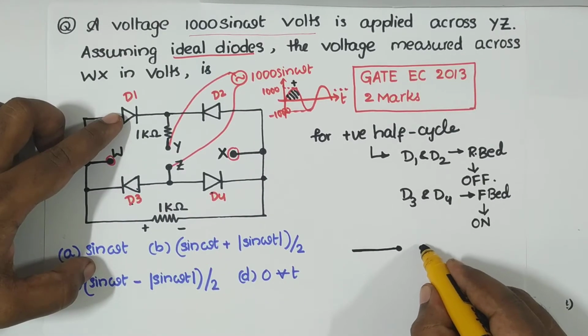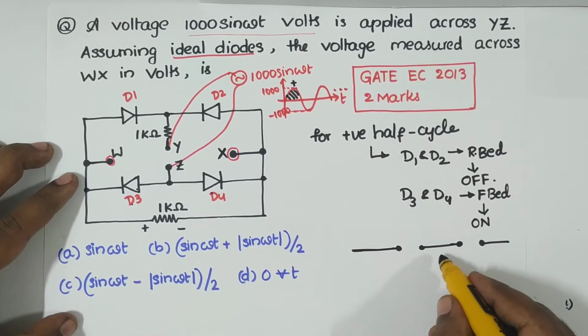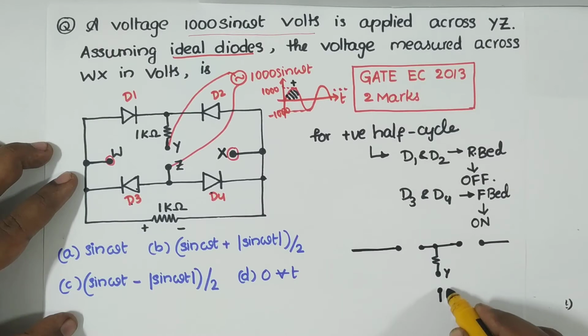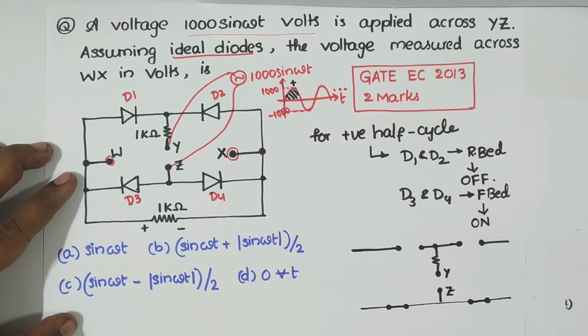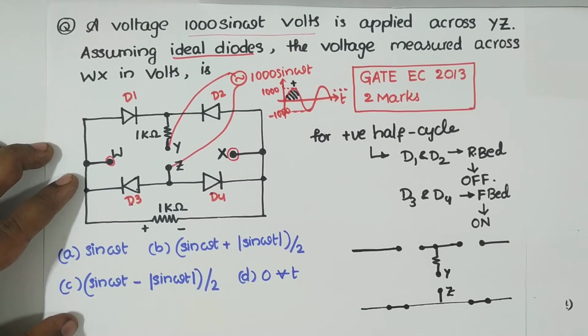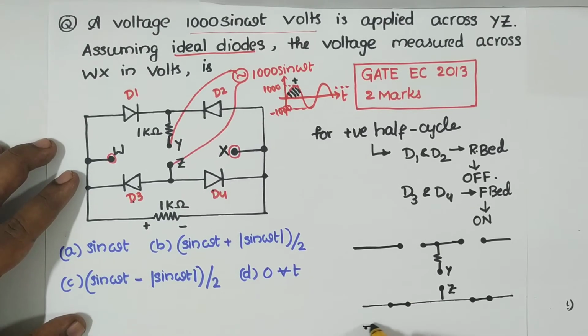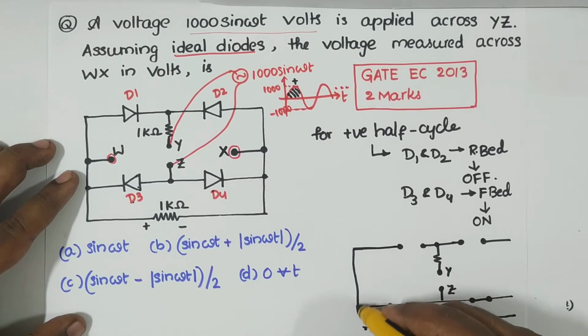D1 and D2 are off, so you have Y and you have Z. Now what about this? D3 is shorted, because they are forward biased and the forward resistance equals 0, since these are ideal diodes. So D3 and D4 are like this. And across this you have a 1 kilo ohm resistor. So the terminals are given like this.